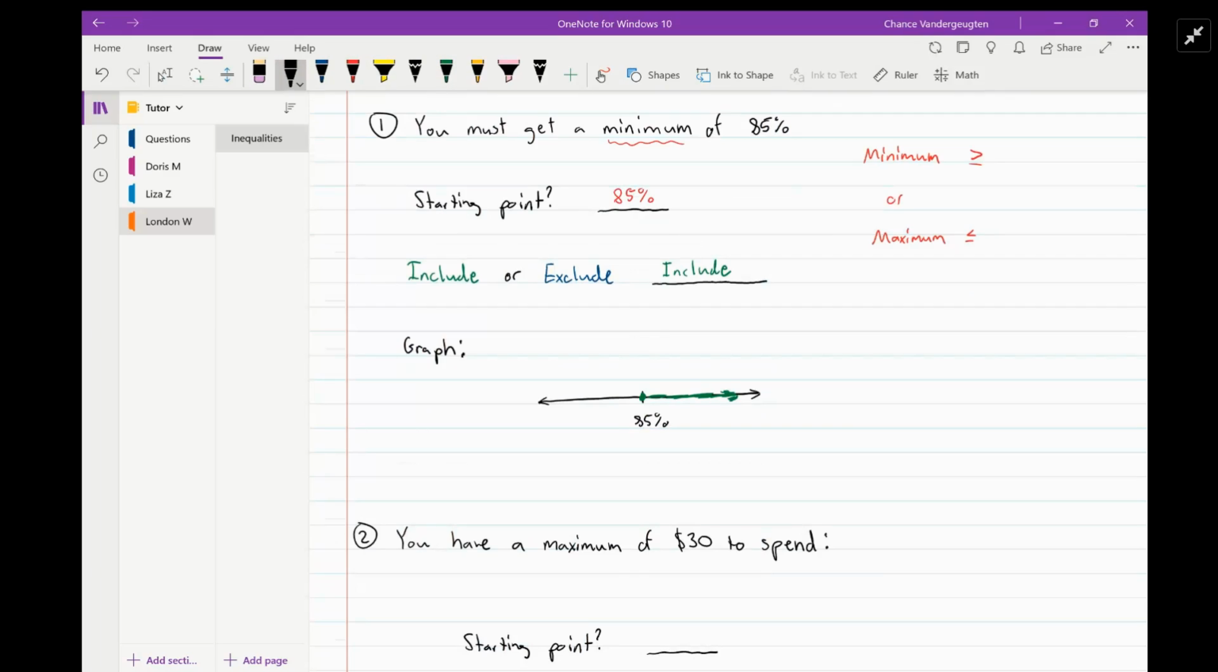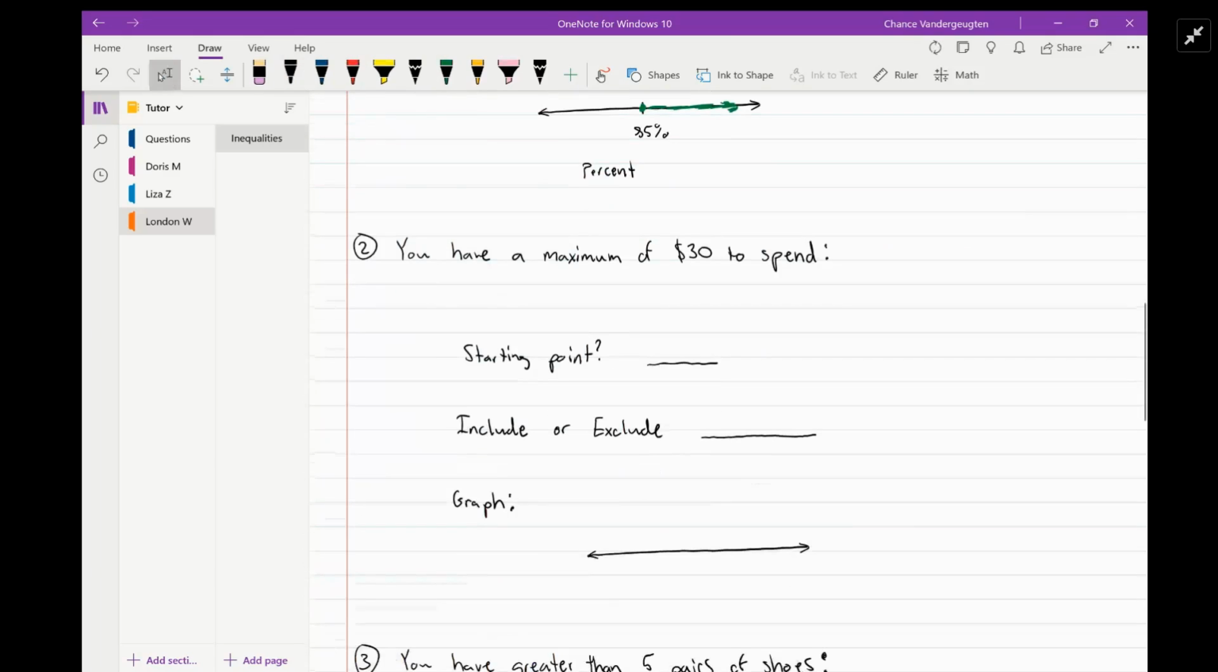And then if you wanted to label this, you could write percent, or I don't know if it represents tests or anything of that nature, but just make sure to label your graph. So let's go to the second one here.